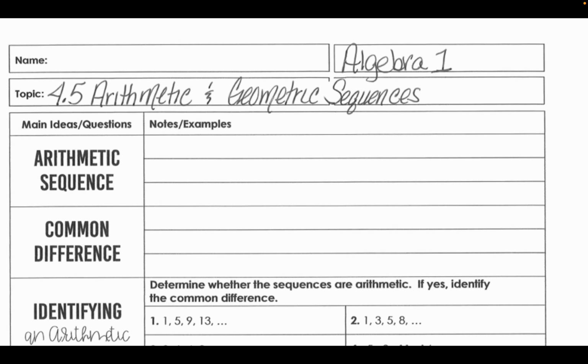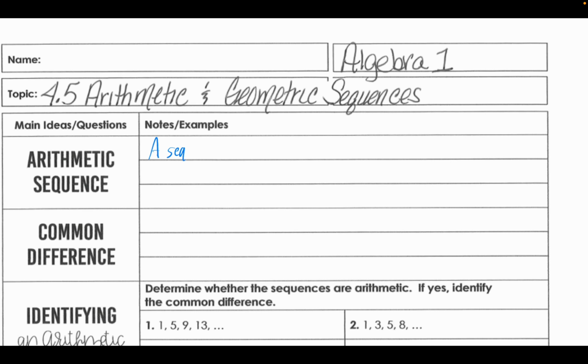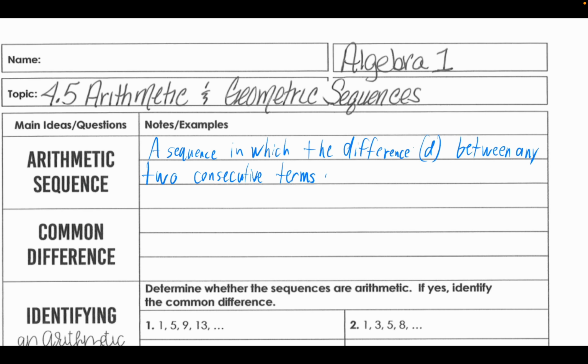An arithmetic sequence is defined as a sequence in which the difference, which we will define as D, between any two consecutive terms, consecutive just means in a row, is constant.